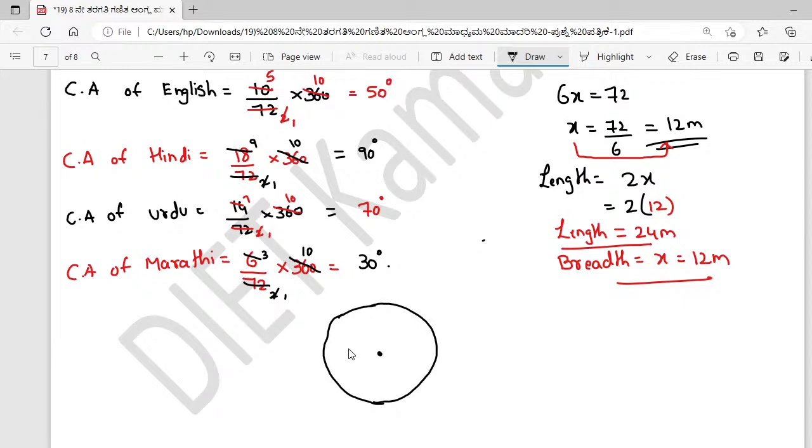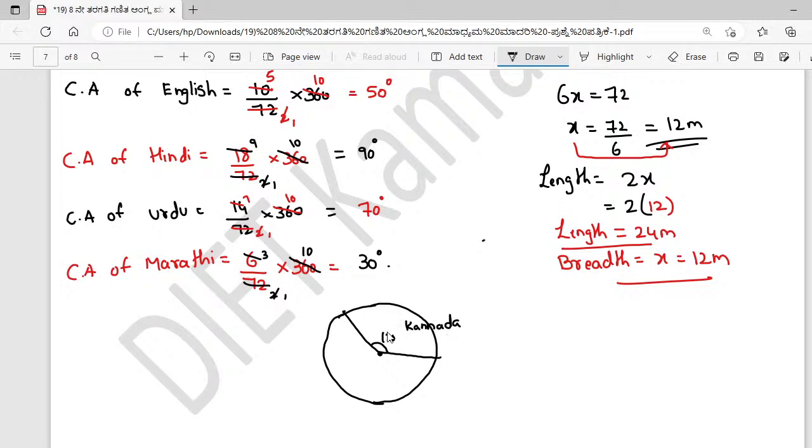First you need to draw the central angle. The first language was Kannada, and the central angle was 120 degrees. So first you draw your radius. Place your protractor at the center of the circle and measure 120 degrees. So that gives 120 degrees, and that's related to Kannada.